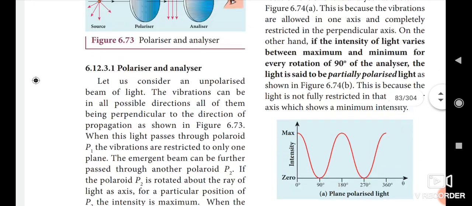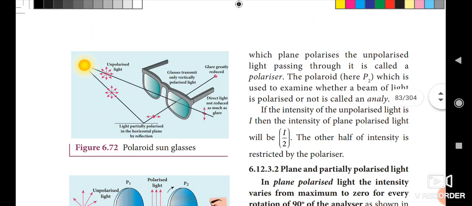What is a polarizer? A polarizer allows either the magnetic field or the electric field. It allows only one direction, either a parallel direction or a perpendicular direction, depending upon the polarizer.